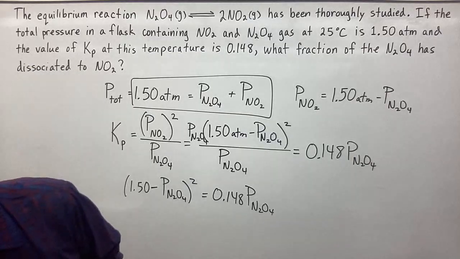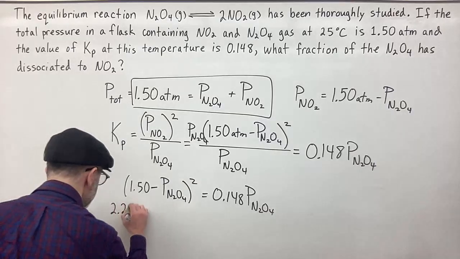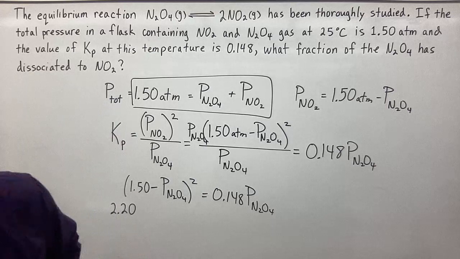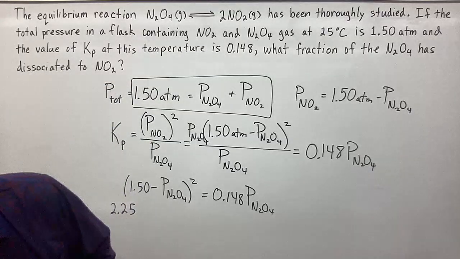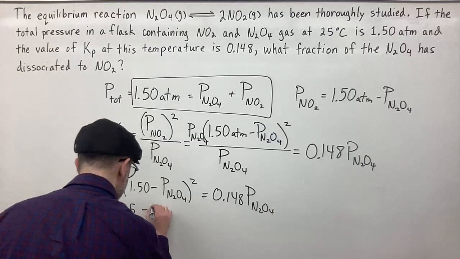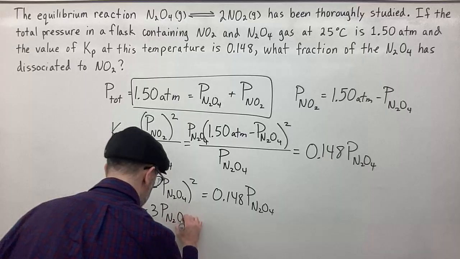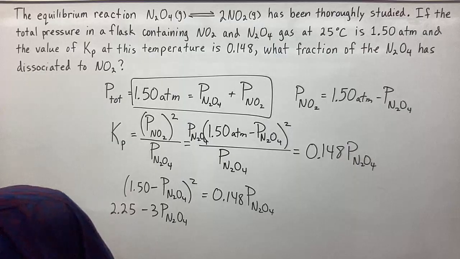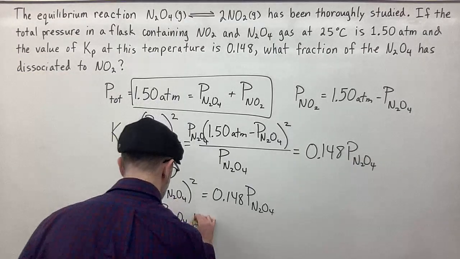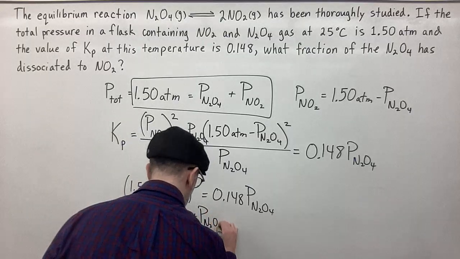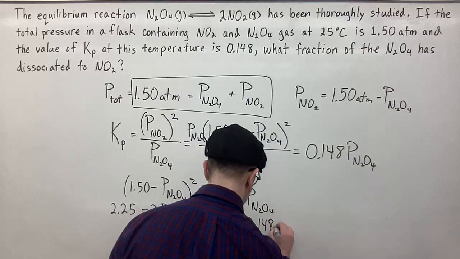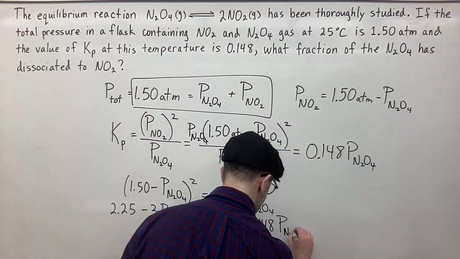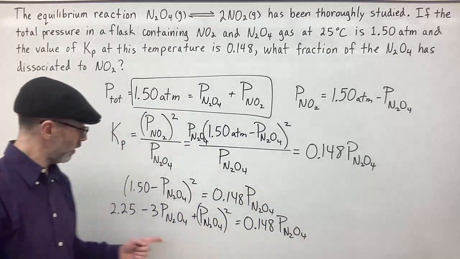2.20. Let me see for a moment here. Oh, I'm sorry, 2.25 minus 3 times the partial pressure of N2O4, plus the partial pressure of N2O4 squared, and that's going to be equal to 0.148 times the partial pressure of N2O4. So now I've expanded this, and I got this.